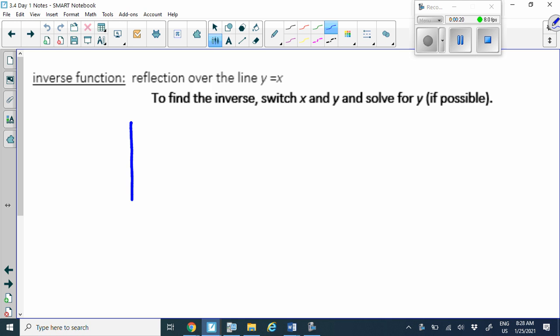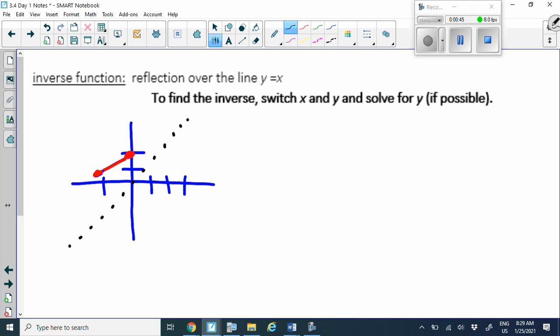So let's say I have this function here, okay? And so I have 1, 2, 3, there we go. Let's say I have this function and it goes all the way to here. I'll change this to red so we can see that. The idea is we have the line y equals x. So the black is our y equals x. If we reflect our function over that, it's going to look like this.